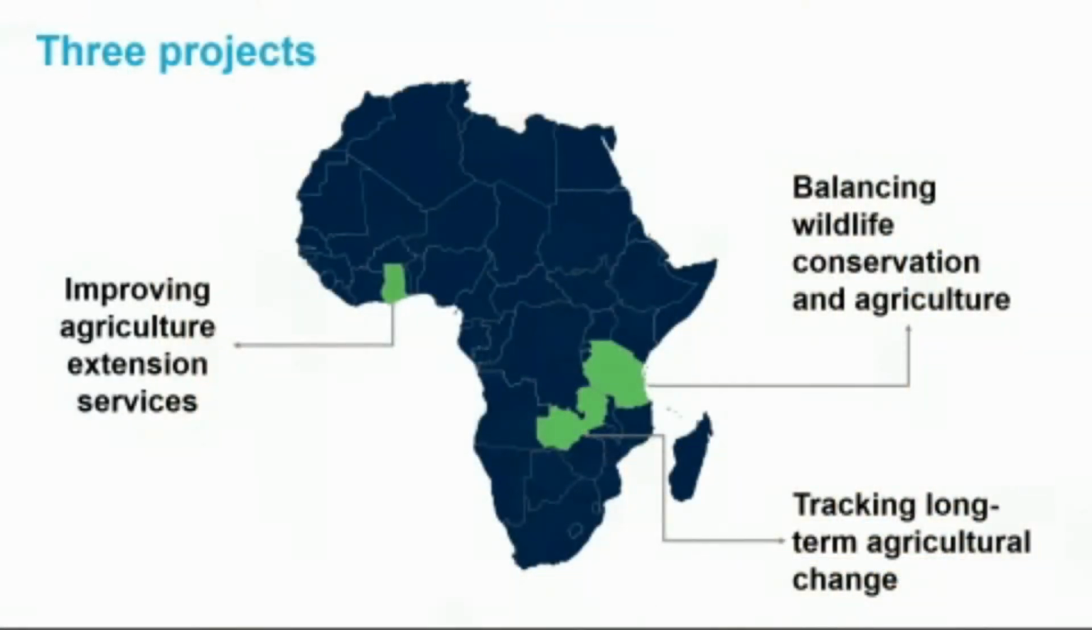So I'm going to talk to you about 3 projects that we're doing that try to leverage these advances. One of them is a project in Ghana that tries to improve agricultural extension services. The second is an effort to track long-term agricultural change in Zambia. And the third is an effort to balance conservation interests with agricultural development in Tanzania. So I'll start with the first project.